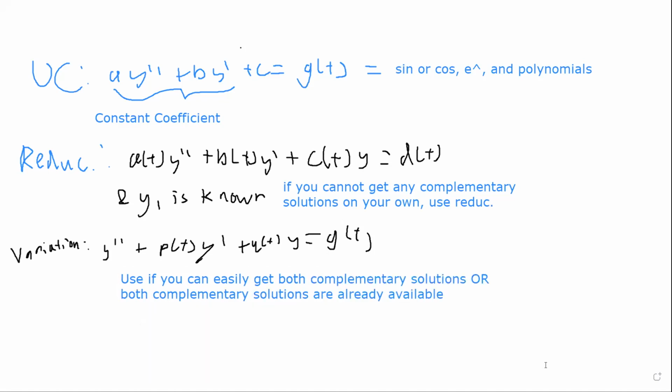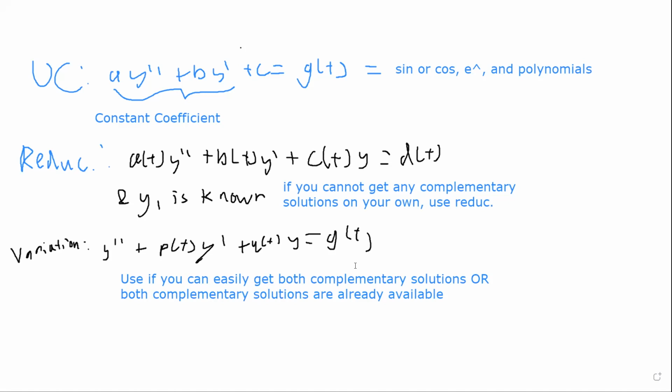So that's my table for you. I don't like her table very much, but I think this table just gives an idea of when would you use each method? So if you have something where you can easily get both complementary solutions or they're already available to you, variation of parameters is the way to go.